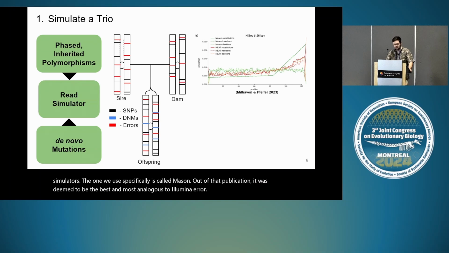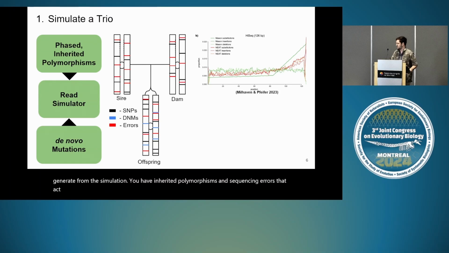Here in the middle, you can see an example of what DETECT would generate from this simulation. You have inherited polymorphisms and sequencing errors that act as noise, and then you also have de novo mutations just in the child. Now DETECT tries to find them again.